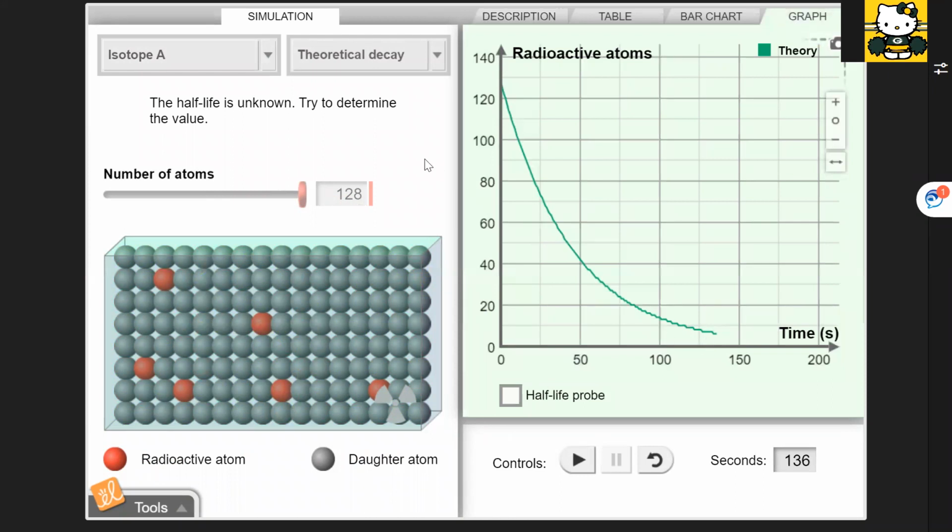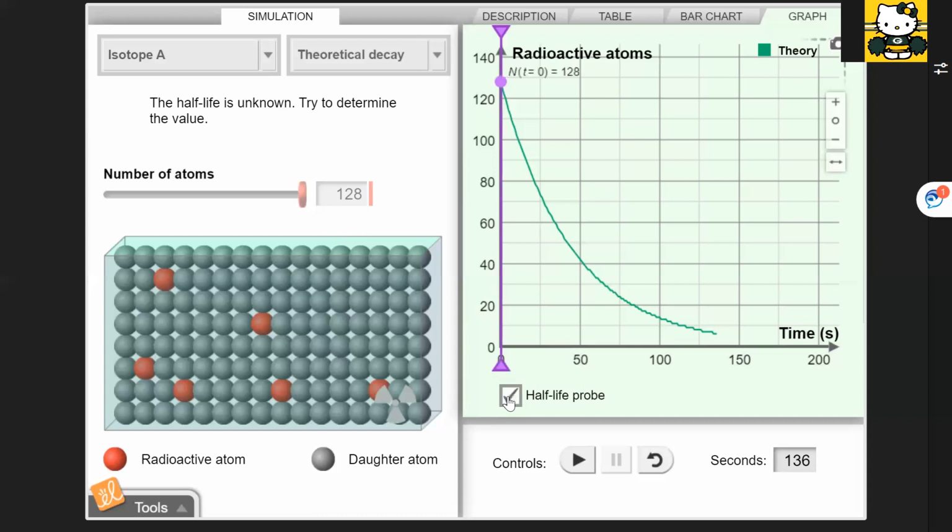And thinking about it, we started with 128 atoms. So what, you guys, is a half of 128? 64. So you're looking for where you thought 64 was and trying to guess it. So maybe, I don't know, 35 perhaps was your estimate. Then you were supposed to actually measure it.